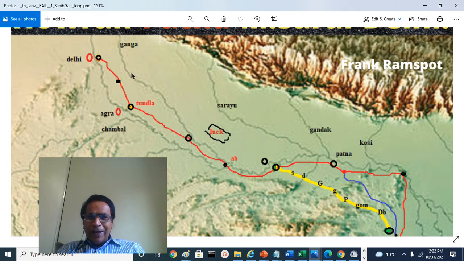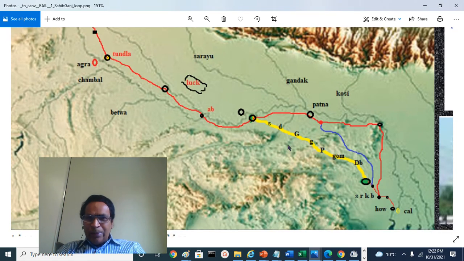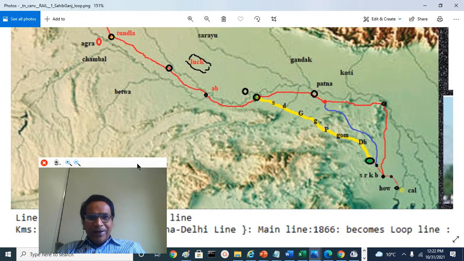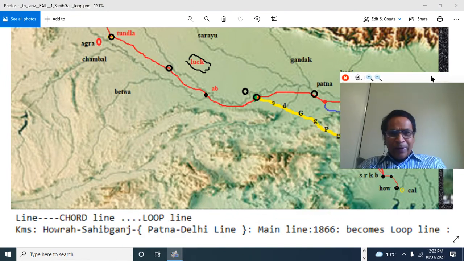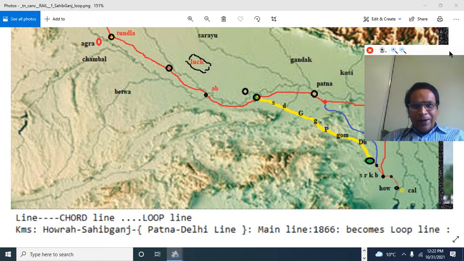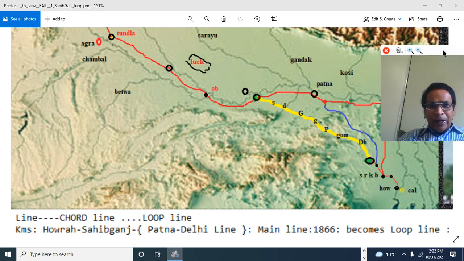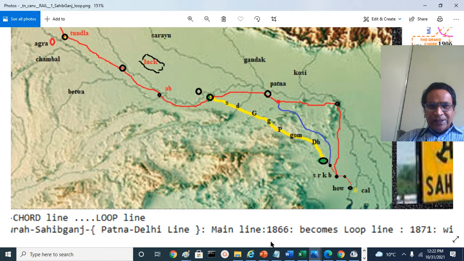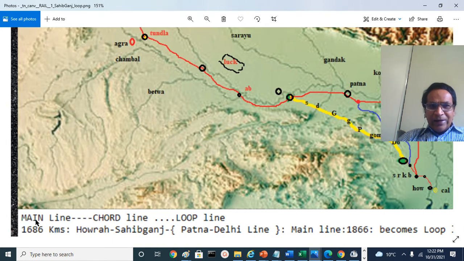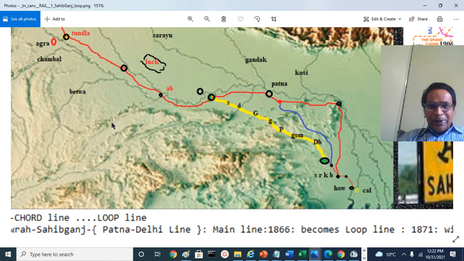That is the Delhi to Howrah Sahibganj Loop line. So there are three ways to go from Howrah to Delhi: Sahibganj Loop line, Kiul main line, Gaya Chord line. Howrah Sahibganj Loop line goes to Patna also. And that was completed in 1866, and it is 1586 kilometers.